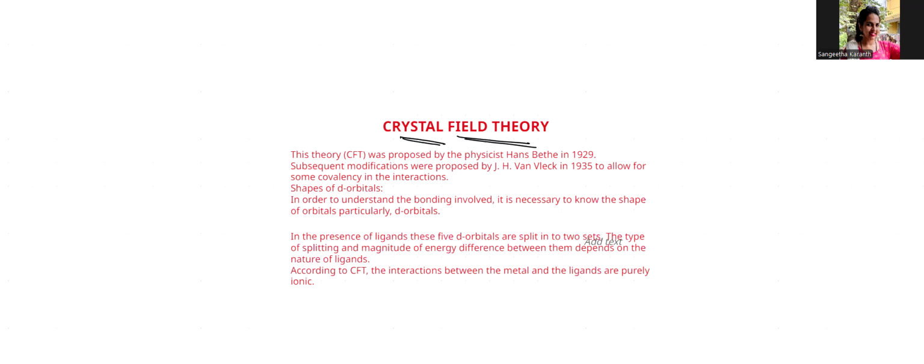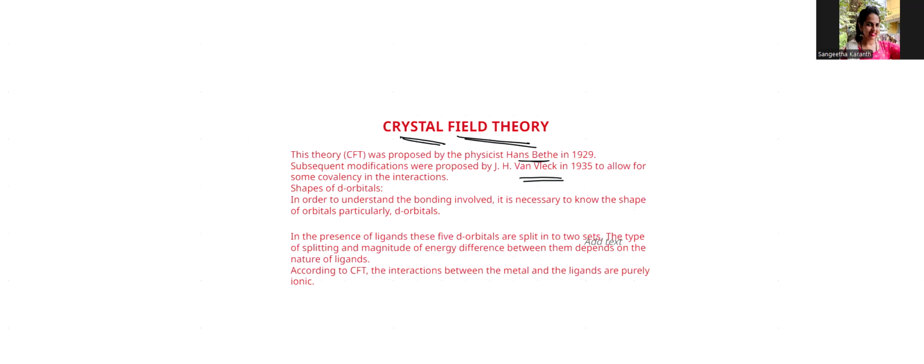Now, this theory was proposed by the physicist Hans Bethe in 1929, and later modifications were made to this theory by Van Vleck in 1935 in order to explain the covalency present in the interaction. At first it was only proposed as ionic interactions between the ligands and the metal ion, and then some modifications were made. And now we know that a coordination bond is formed between the metal and the ligands.